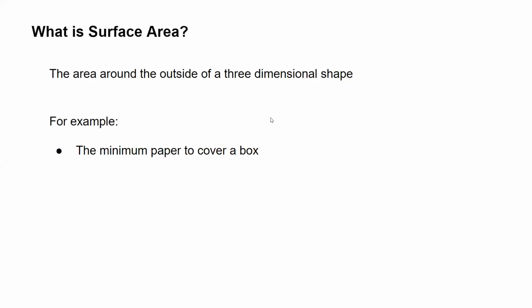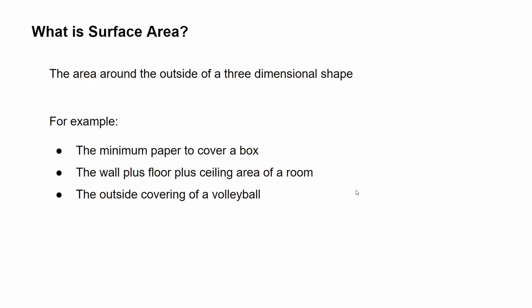For example, the amount of paper to cover a box, the bare minimum amount of paper to cover all 6 sides. The wall plus floor plus ceiling area of a room. If we're talking about painting all of the surfaces of a room, we'd paint the floor and the ceiling and all of the walls, and that would be the surface area of the room.